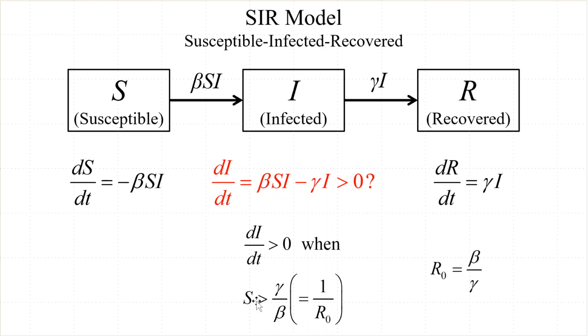So we end up with this relationship: the frequency of susceptible individuals has to be greater than 1 over R naught. Well, before we said that R naught has to be greater than 1 for the pathogen to sweep through the host population. So 1 over R naught means that the frequency of susceptibles has to be greater than a number that's a little smaller than 1, because R naught is going to be a little bigger than 1.